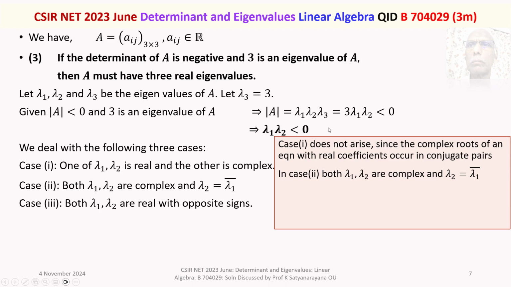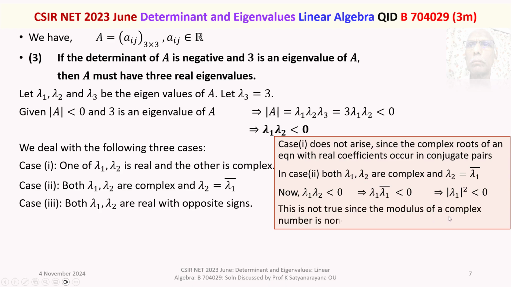Then lambda 1 lambda 2 being negative will imply lambda 1 multiplied by lambda 1 bar is negative, that is, mod lambda 1 squared is negative. Now for a complex number, can the modulus be negative? No. For a complex number, its absolute value, the modulus, is always non-negative. Therefore, this is not possible.